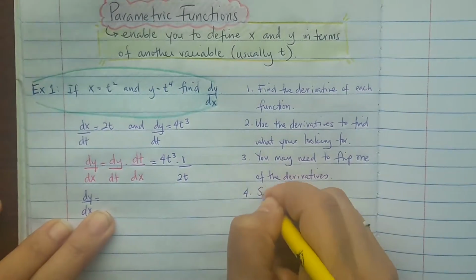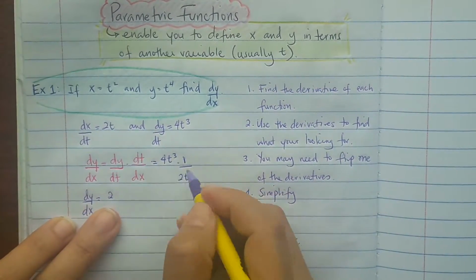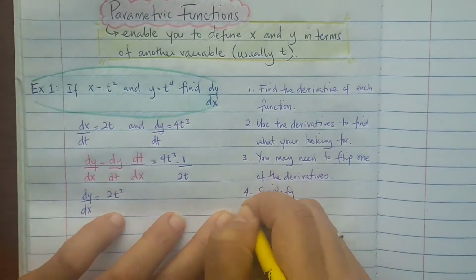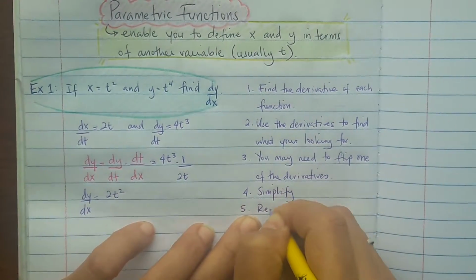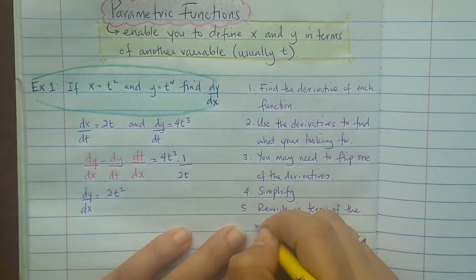This is a listening check. Put a triangle around number 4. So 4 divided by 2 is 2, and then t cubed divided by t is t squared. Now this is still in terms of t, but I really need to take the derivative with respect to x, so I need it in terms of x.